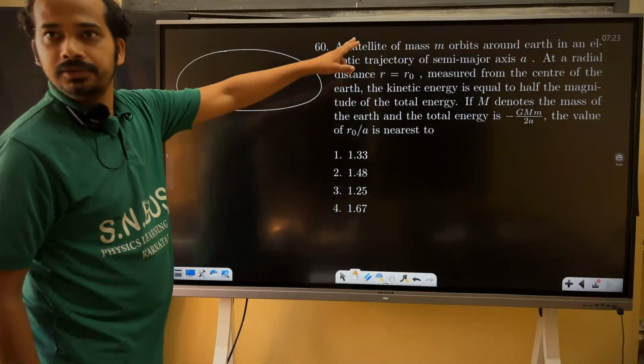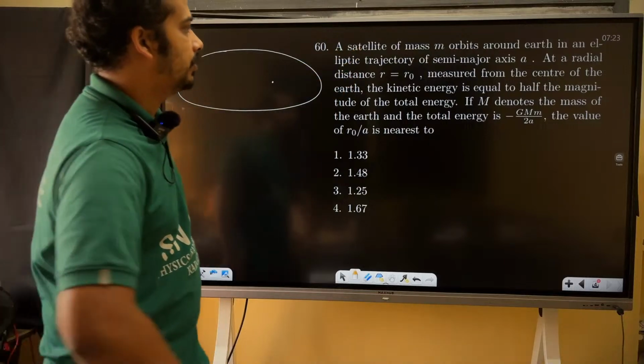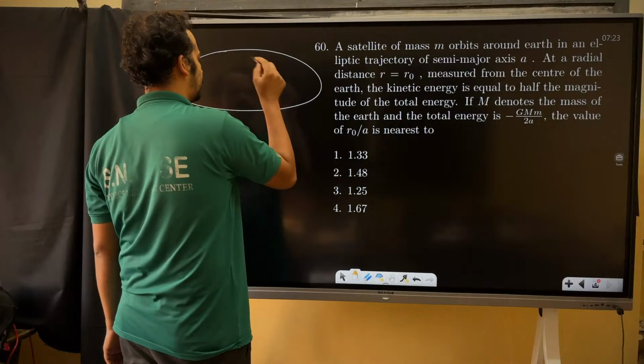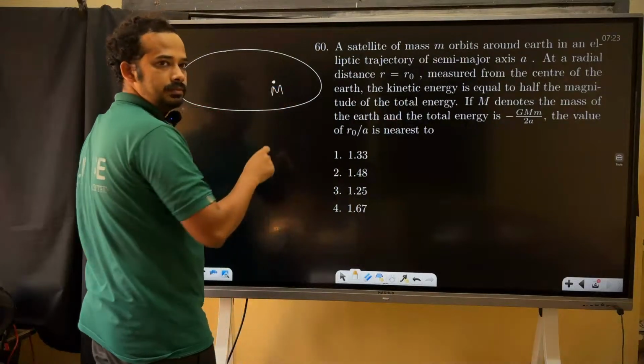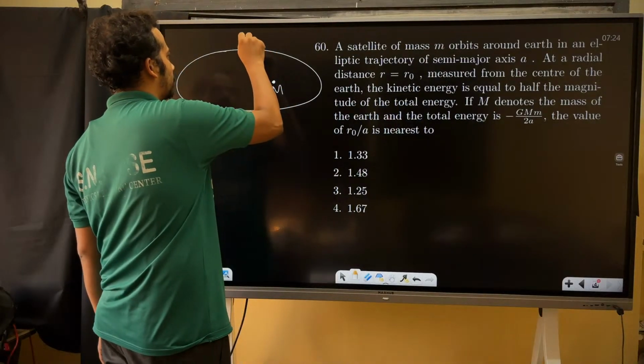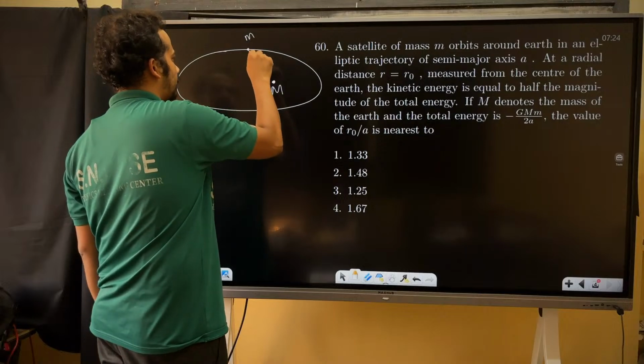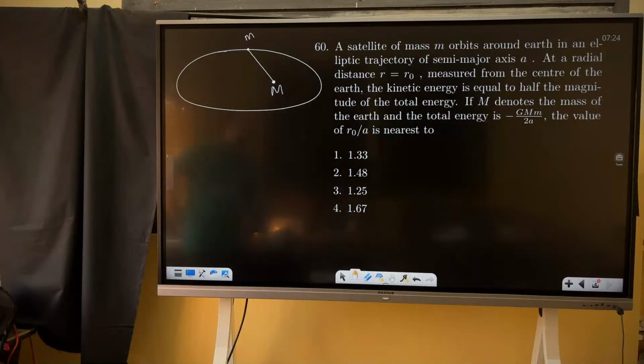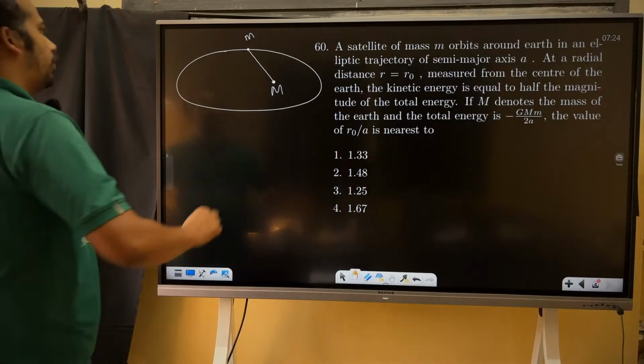Satellite of mass m, Earth of mass capital M. Yes, this idea is right. I was thinking Earth. Earth is a heavy mass, satellite is a small mass. So somewhere here, at one point. What is he saying? Its kinetic energy at one point r naught.